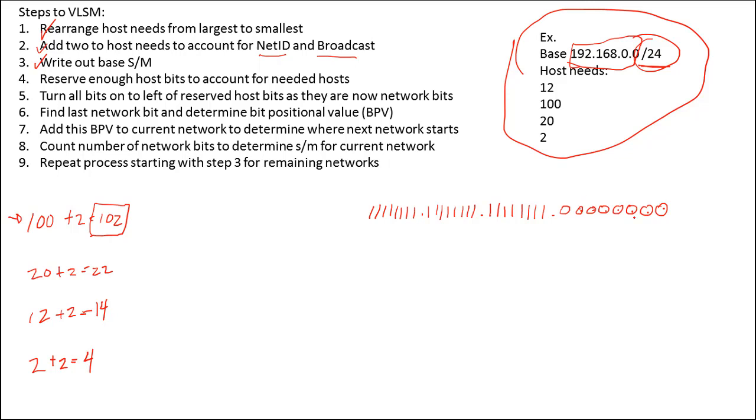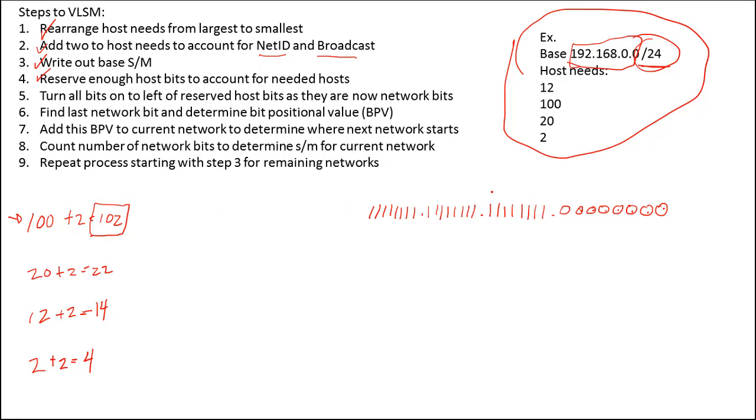So I can make 128 unique combinations of zeros and ones here, and that would account for 128 addresses, 126 of which could be host addresses. Okay? So I've reserved enough to give me at least 102 host needs. I can't hit 102 perfectly because we're dealing with binary here. So the best I can do is to reserve enough that will give me 128.